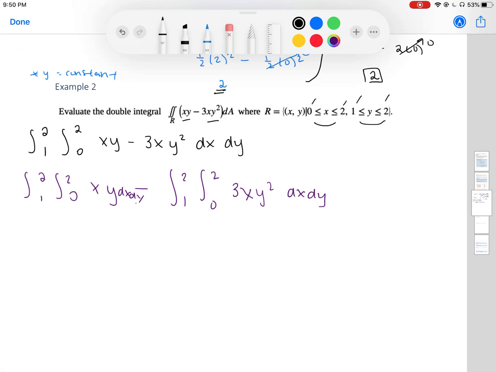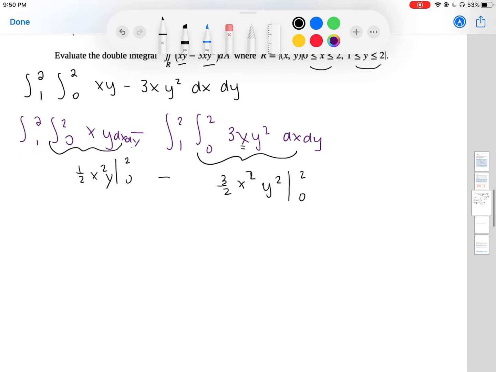Okay, so we're taking the antiderivative with respect to x. The antiderivative of x is 1/2 x squared. We apply that to the 0 and 2, so we're working only with our x's. And that y is a constant, so it just sticks around. Minus, let's work with our x's only. The antiderivative of x is x squared times 1/2, so 3/2. The y squared is a constant, so it also sticks around.